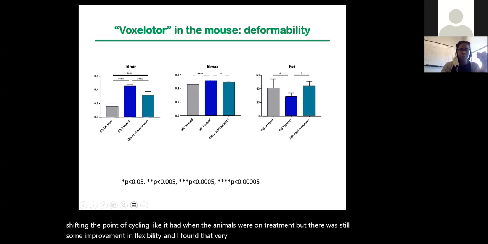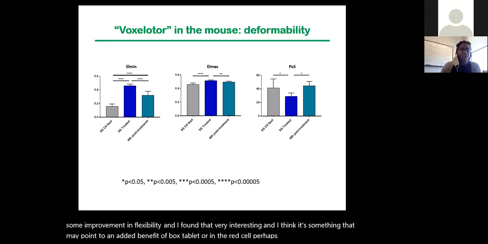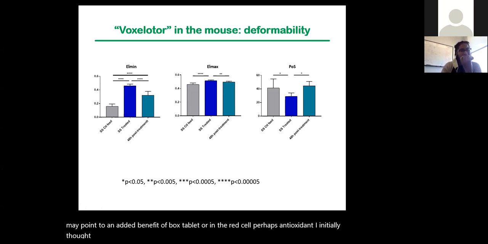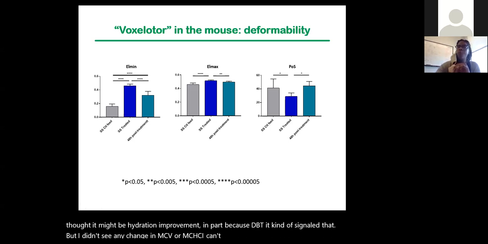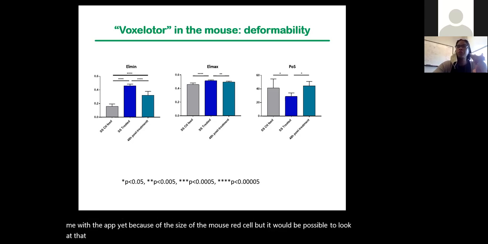And I think it's something that may point to an added benefit of voxelotor in the red cell, perhaps antioxidant. I initially had thought it might be a hydration improvement, in part because GBT had kind of signaled that, but I didn't see any change in MCV or MCHC. I can't measure density with the ADVIA because of the size of the mouse red cell, but it would be possible to look at that with a phthalate gradient.